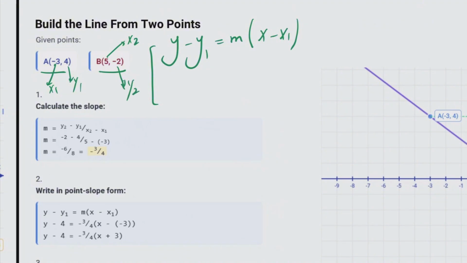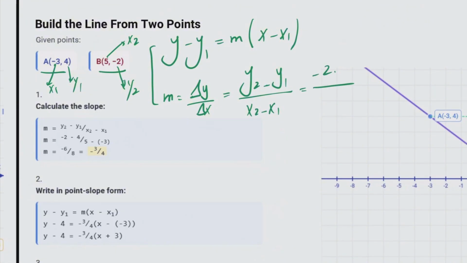After that, I have to find the slope. It is delta y over delta x, right? It is y2 subtracted by y1 divided by x2 subtracted by x1. So from those numbers, my y2 is -2, my y1 is 4, my x2 is 5, and my x1 is -3. So if I do that, it would be -6 over 8, just like the example that we had at the beginning of this part, -3 over 4 itself, right?